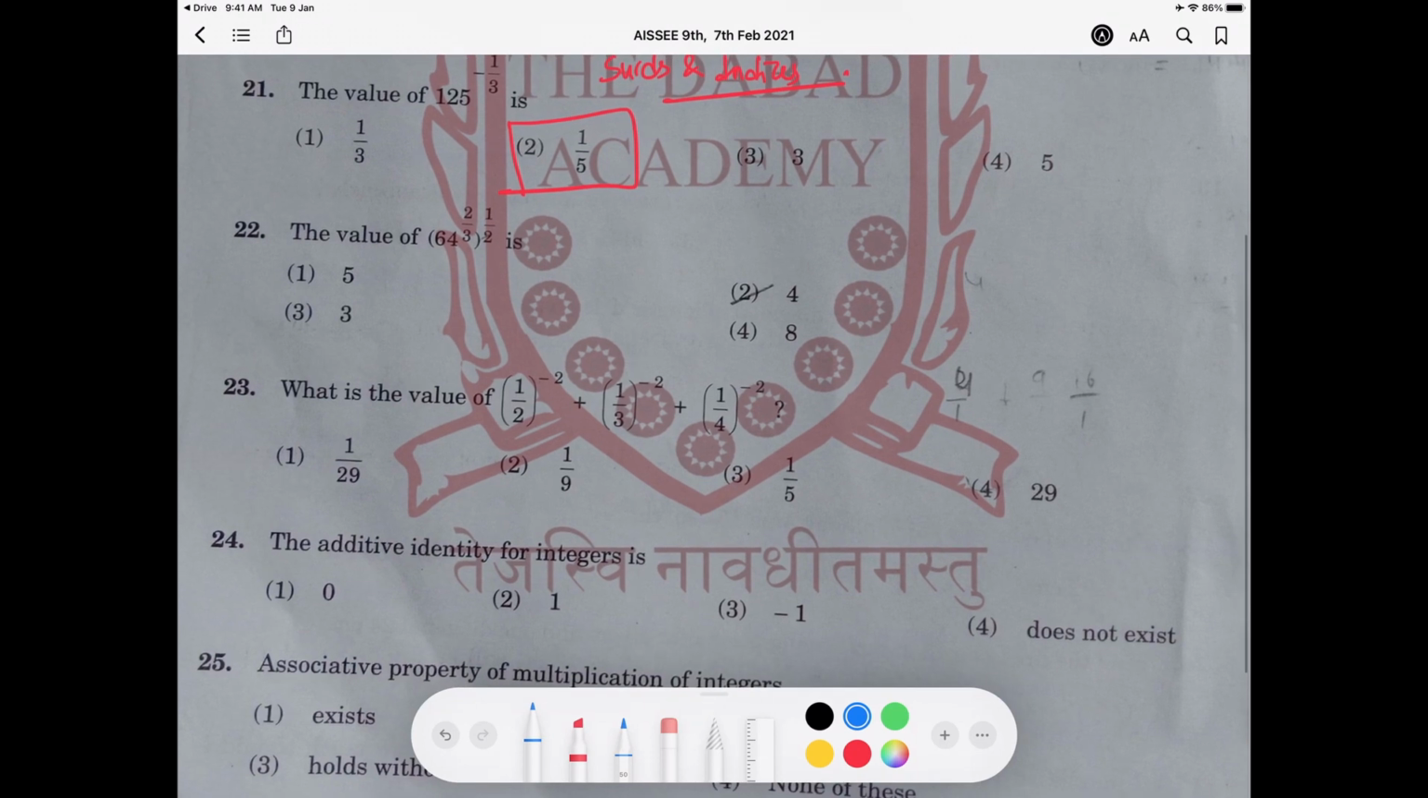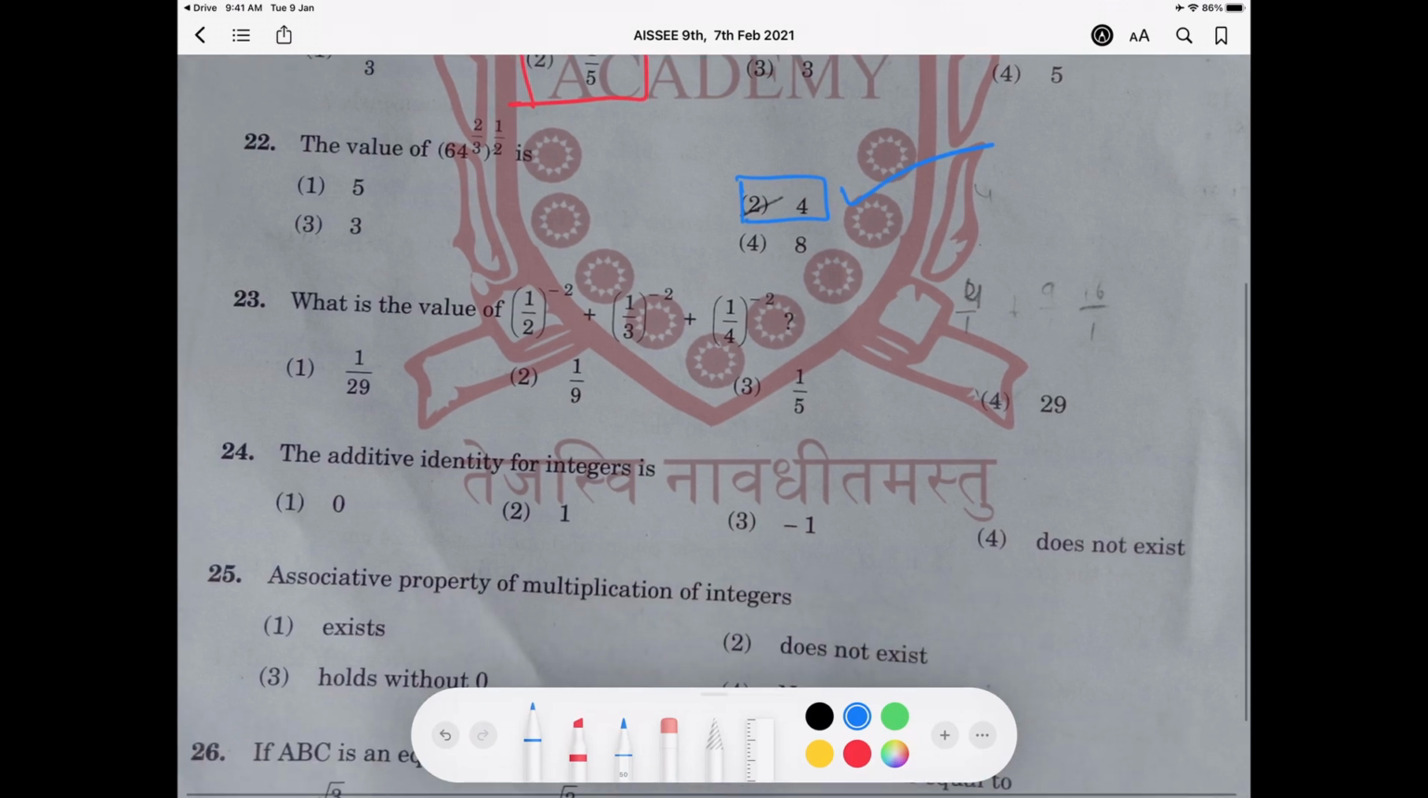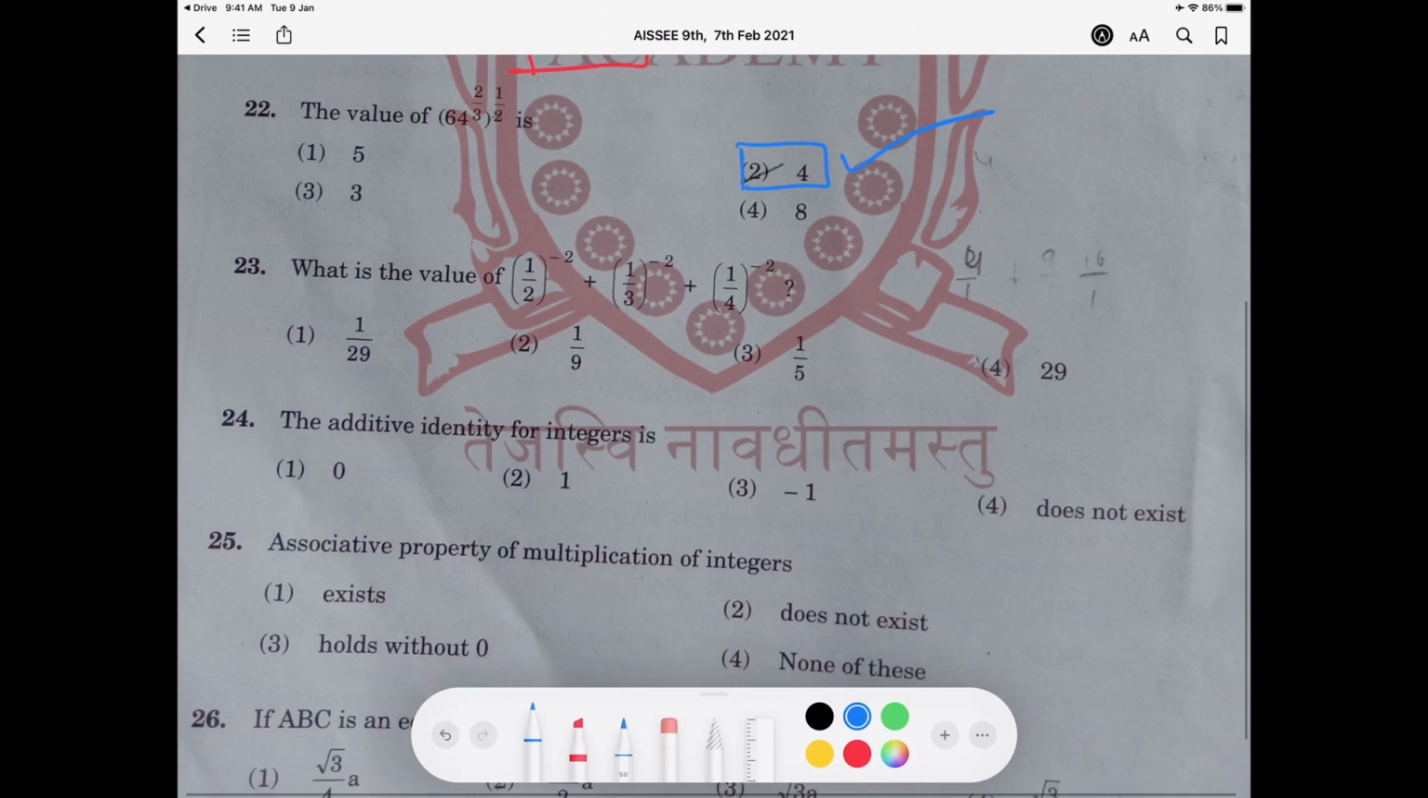For question number 22, the correct answer is 4, which is option number 2nd. In question number 23, again this is a question on surds and indices, and all of the powers are -2, so upon solving you will get the final answer to be 29, which is option number 4.